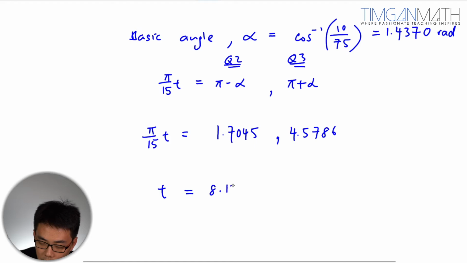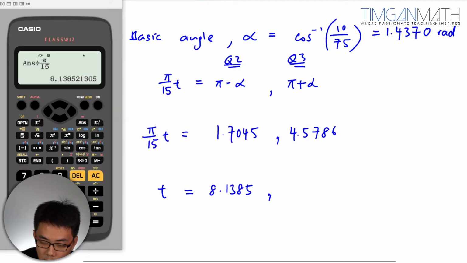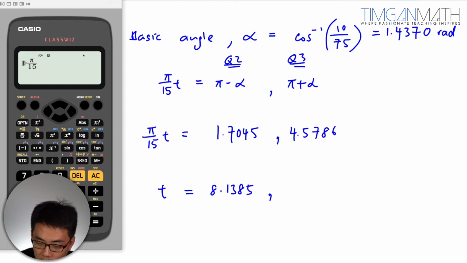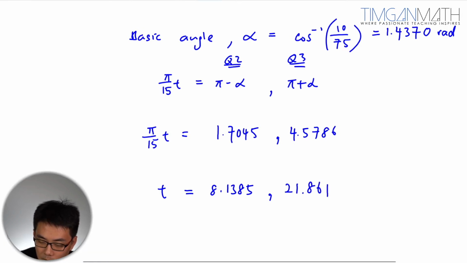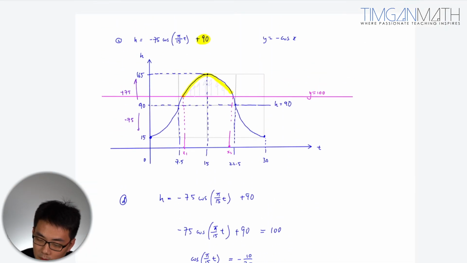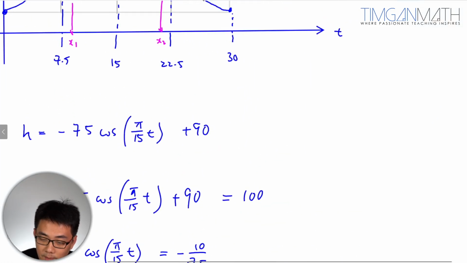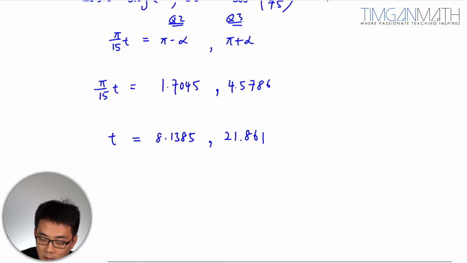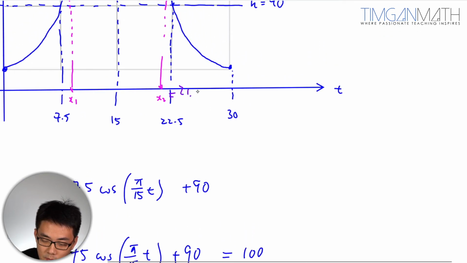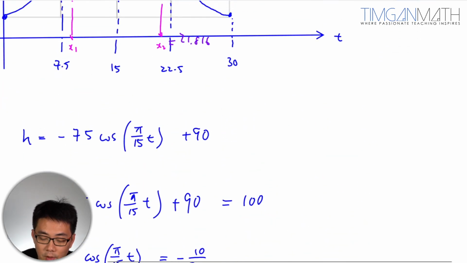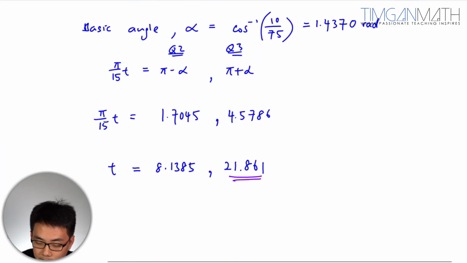8.1385. And the other one would be taking this 4.5786 divided by pi over 15, which is 21.861 minutes, right? Rightfully so, if you look at this value here, x2 will be 21. This value x2 is between 15 and 22.5. So it's 21.816. And x1 is 8.1385.